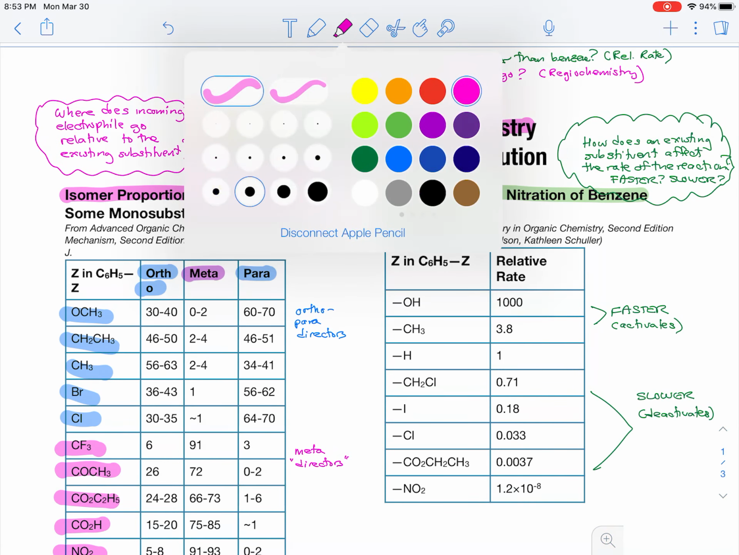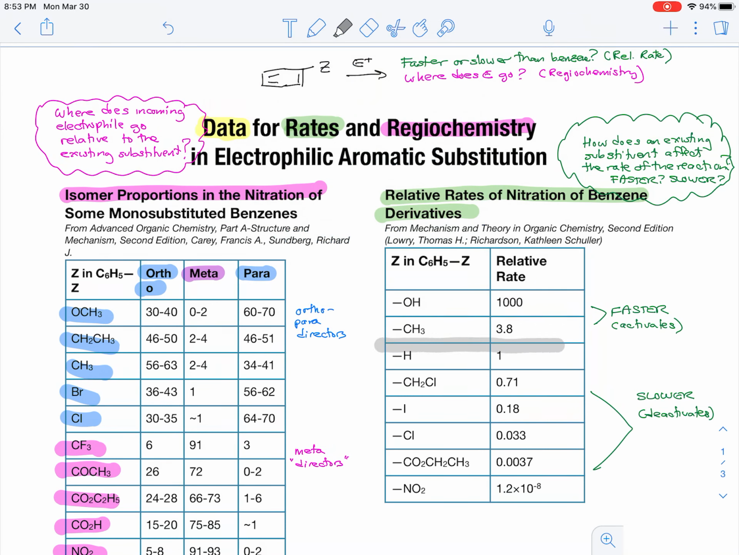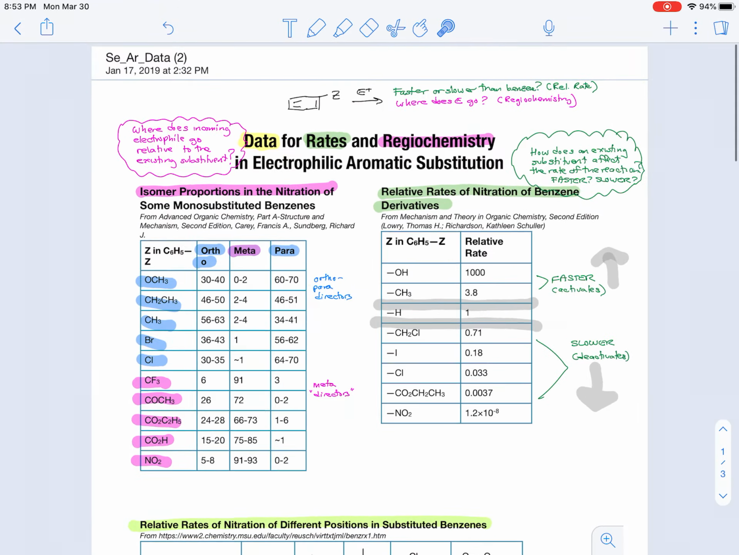We can try to divide this table up a little bit using maybe a different color. Relative to hydrogen, we have the activators and we have the deactivators. And you can see that of the deactivators, the nitro group is the most pronounced.